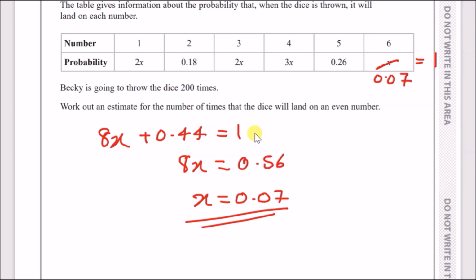This is 3 lots of 0.07. So 3 times 0.07 is 0.21. This is 0.14. This is 0.14. Okay, good. Now, continuing the question, guys.